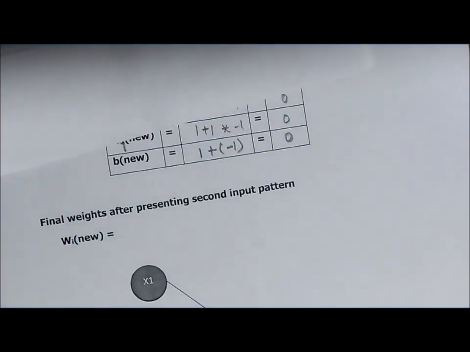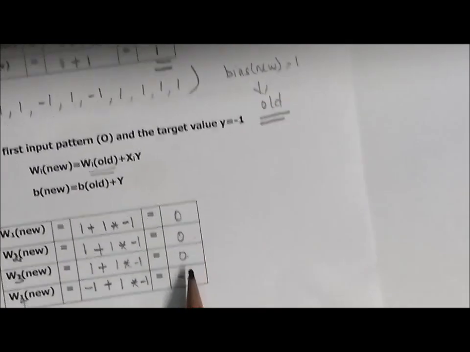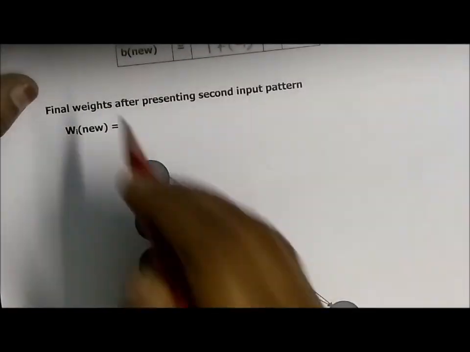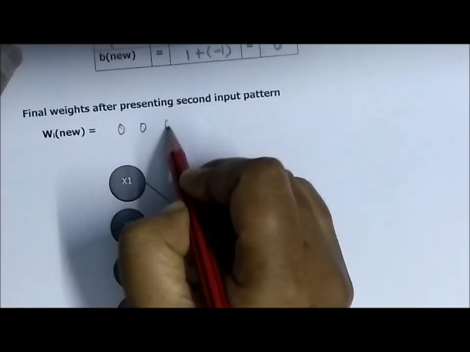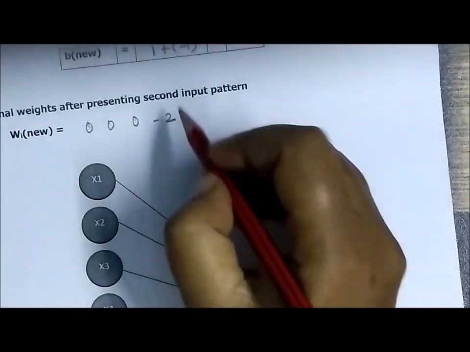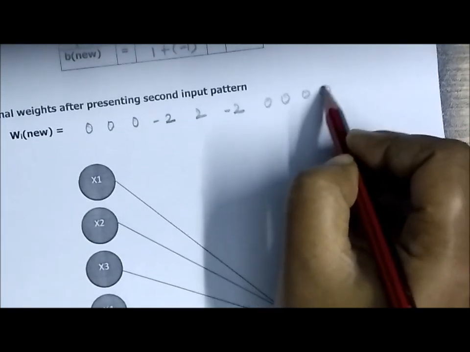Okay, now we have to write the final weights. So what are the final weights we are having? 0, 0, 0, minus 2. So let us write here 0, 0, 0, minus 2. And here we are having 2, minus 2, 0, 0, 0 and 0.